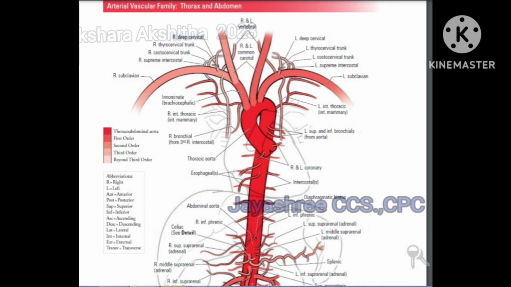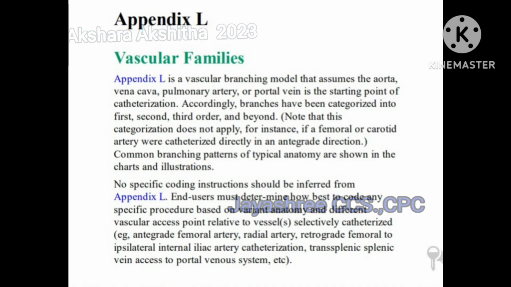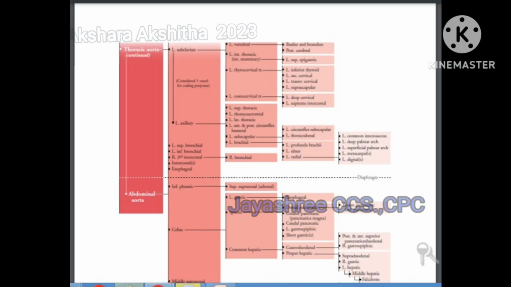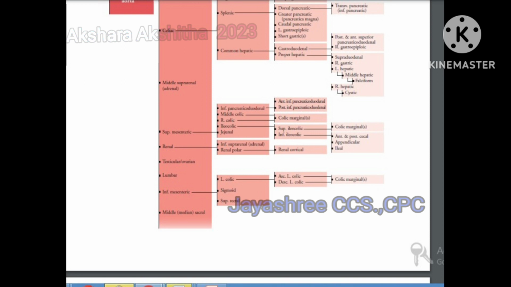From the first order, the branches that go out are second order. From the second order, the branches that go out are third order. Like this, you have to identify the order from the diagram itself, or else from Appendix L, where they have given the list of orders like trees, showing which arteries come under which orders. From here also you can identify the orders.